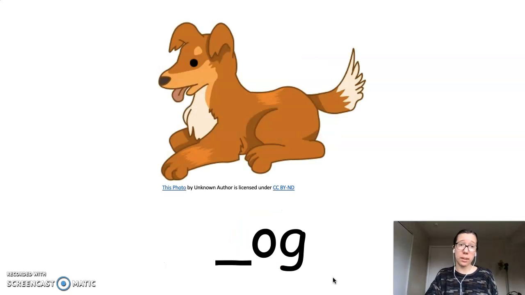Now we're going to switch it up a little bit. So I've given you a picture here, and all the letters in the word except the first one. This is a picture of a dog. We're missing the first letter in the word dog, so it's your job to listen for that first sound and try to decide what letter makes that sound. Do you think you know it? Dog. What letter says d?